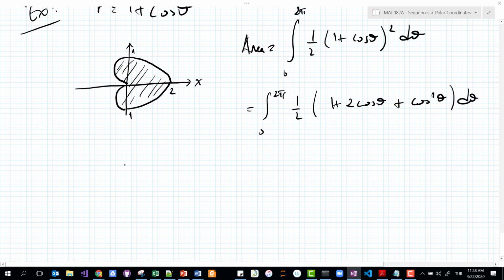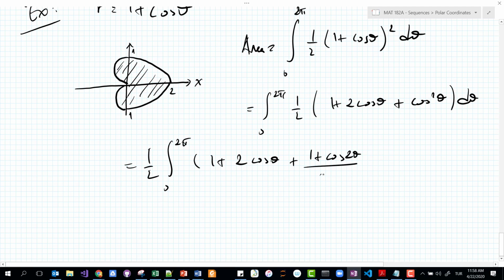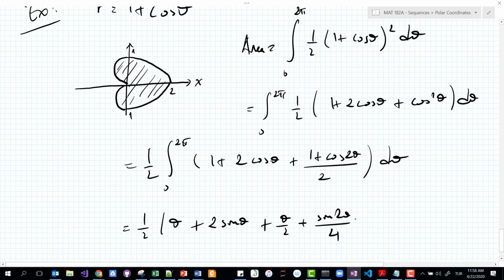I can take 1 over 2 out, the integral from 0 to 2 pi of 1 plus 2 cosine theta, but instead of cosine squared theta, I need to use one of the identities: 1 plus cosine 2 theta over 2, d theta. The integral of 1 is theta, plus the integral of 2 cosine theta, which is 2 sine theta, plus theta over 2 plus sine 2 theta over 4. My bounds are 0 to 2 pi.